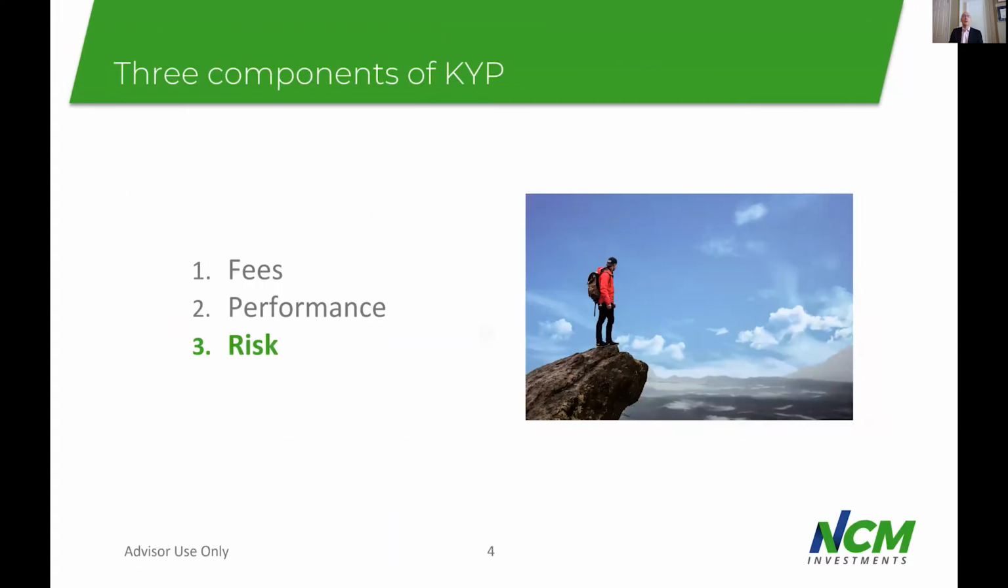So within KYP, there's 3 components. There's fees, there's performance, and there's risk. And fees are what fees are, and they're easily monitored. Performance is what performance is, and it's fairly easily monitored. You can measure both of those. Risk is a little bit more subjective, so we're going to spend our time talking about risk.